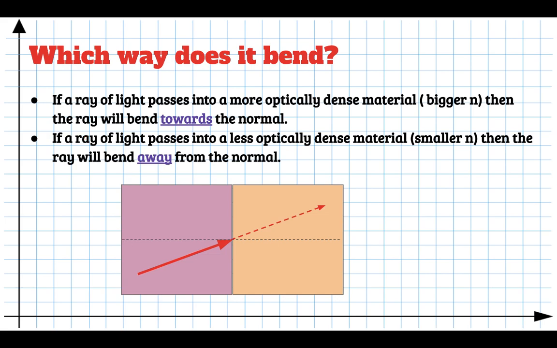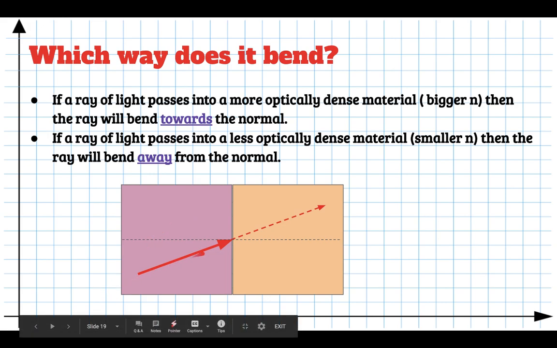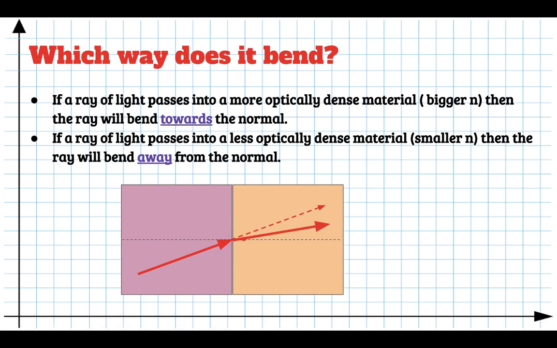Now, a quick note, which way does it bend? If the ray of light passes into a more optically dense material, that is, one where it slows down, it bends towards the normal. So here comes a ray of light, and if this ray of light passes into a material where it slows down, it bends towards the normal. See, this is the normal right here. This dotted line is where it would have gone if it didn't get bent. And so the actual path of the light is closer to the normal.